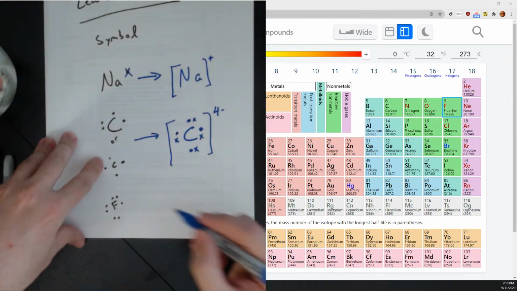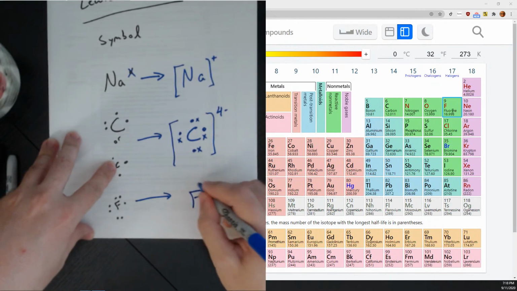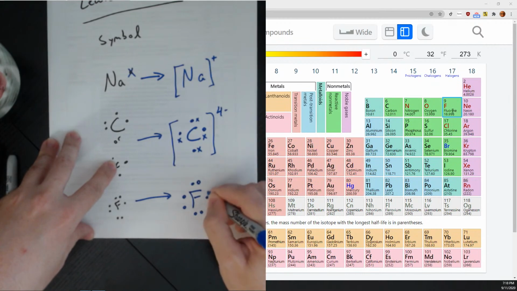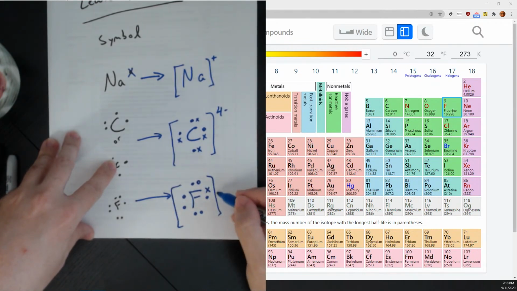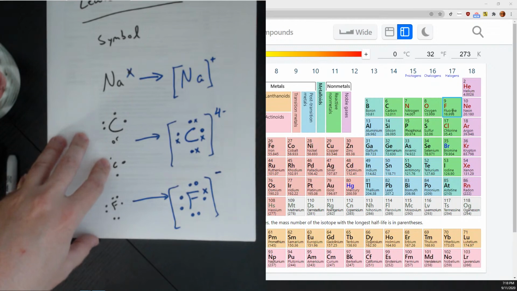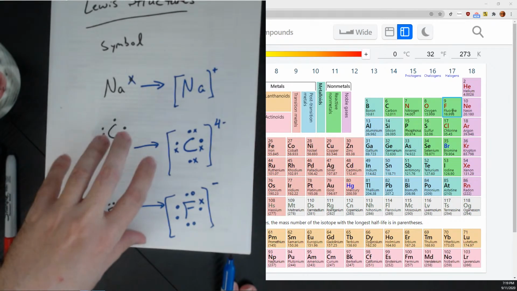Then we come down here to fluorine, and we indicate that it has become fluoride by showing that it has gained an electron. And again, I want to stress that this little X being a slightly different electron is not an official kind of thing in any way, shape, or form. We mostly just represent electrons with dots. All right, and still we put brackets around it and give it a negative charge. Okay. So those are Lewis symbols.